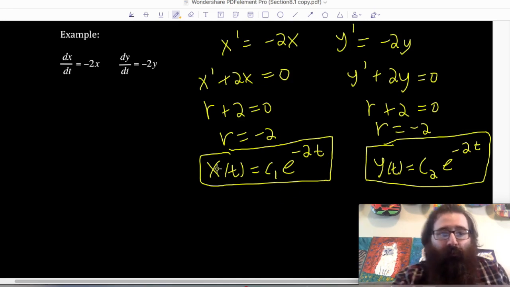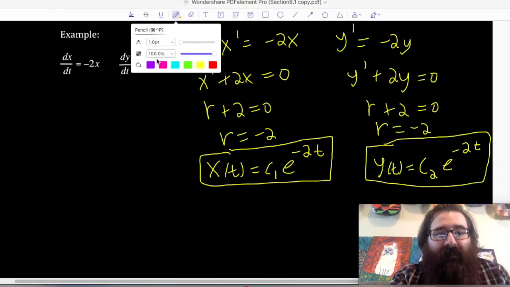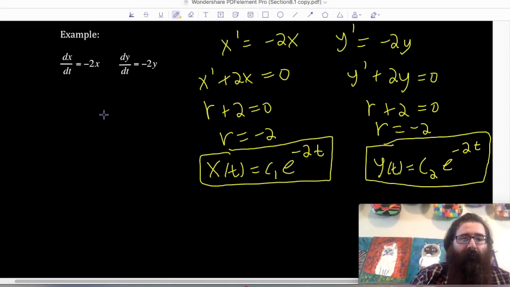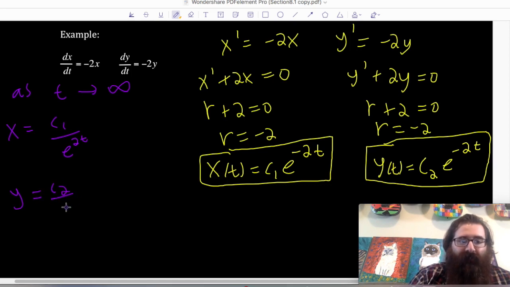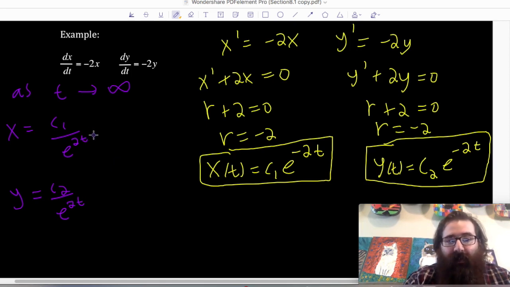Now, something that I think is worth pointing out here is what happens as t increases. So that would be next for us to talk about: what happens as t goes to infinity. Well, keep in mind, we could rewrite these. We could say x is equal to c sub 1 divided by e to the 2t, and y is equal to some constant c sub 2 also divided by e to the 2t. And as t gets very large, as t heads to infinity, this exponential function is unbounded, so it also heads to infinity, but it's in the denominator. So where is that going to go? Well, that's going to 0 for both x and y.